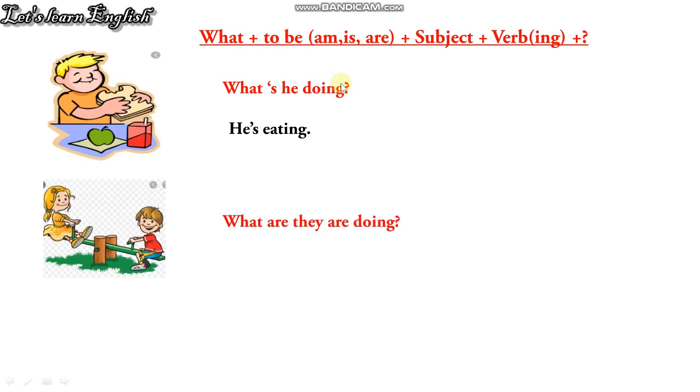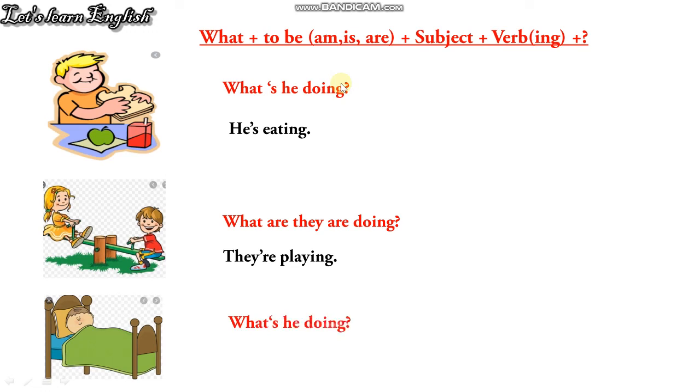The answer is, they're playing. Picture number three. What's she doing? The answer, she's sleeping. So we use subject plus to be plus verb ing. It refers to the answer from the question like what's he or she doing, what are they doing. Okay, and we answer with ing like this.